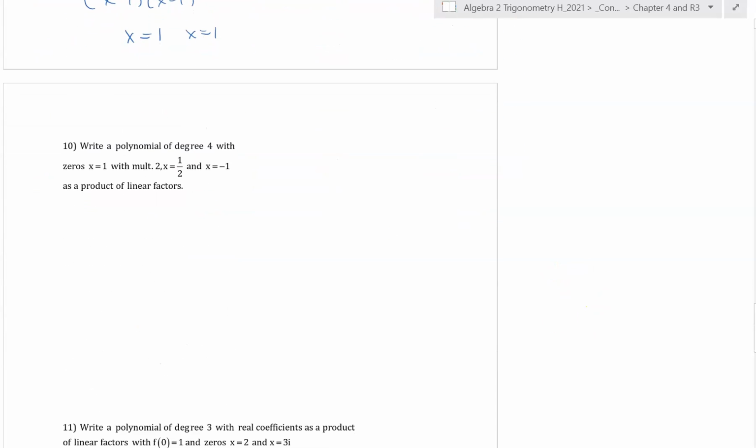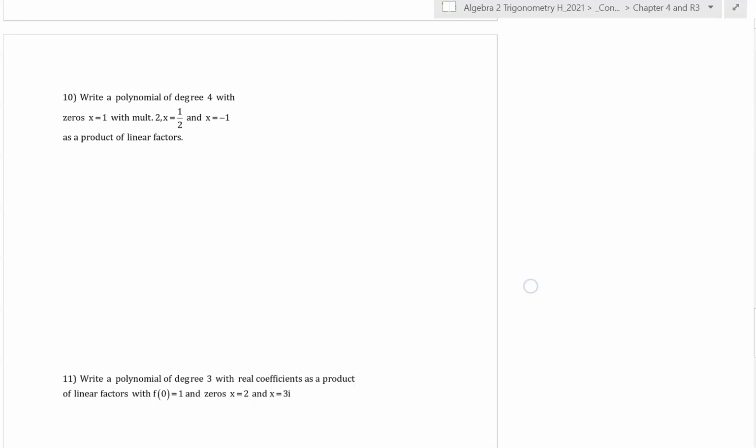All right, let's try number 10. It says, write a polynomial of degree 4 with the following zeros. So x equals 1 with multiplicity 2, so that would look like this. Okay, x equals 1/2. If I multiply by 2 and subtract 1, that's another factor, 2x minus 1. And then x equals negative 1, so x plus 1. And notice it's degree 4, and that would work because we have 1, 2, 3, 4.